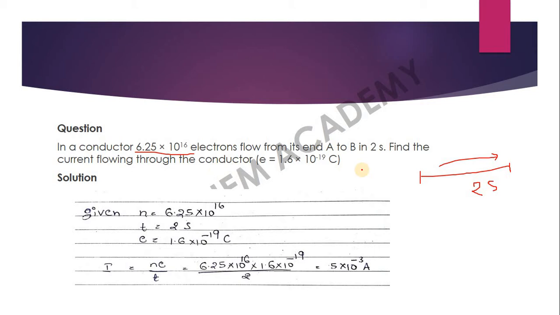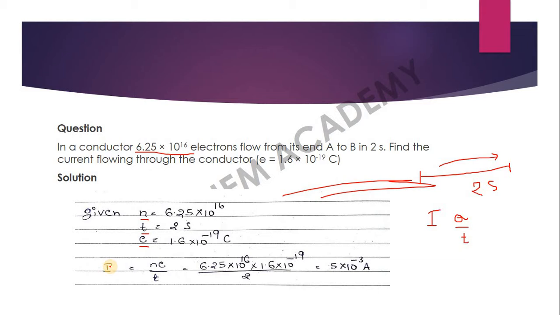The current is nothing but the rate of charge flow, that means Q by T. If you know this formula, you will be able to solve this question very easily. Let's write down the information that is given. N, the number of electrons flowing across the conductor, is 6.25 into 10 power 16, the time taken is T is equal to 2 seconds, and the charge on each electron is 1.6 into 10 power minus 19 coulombs.